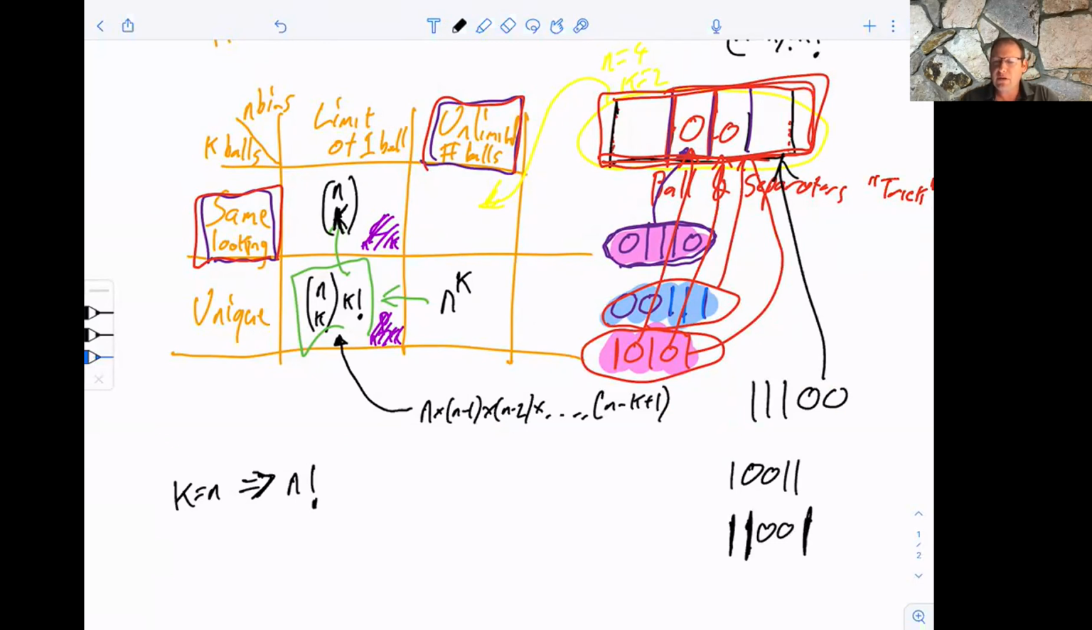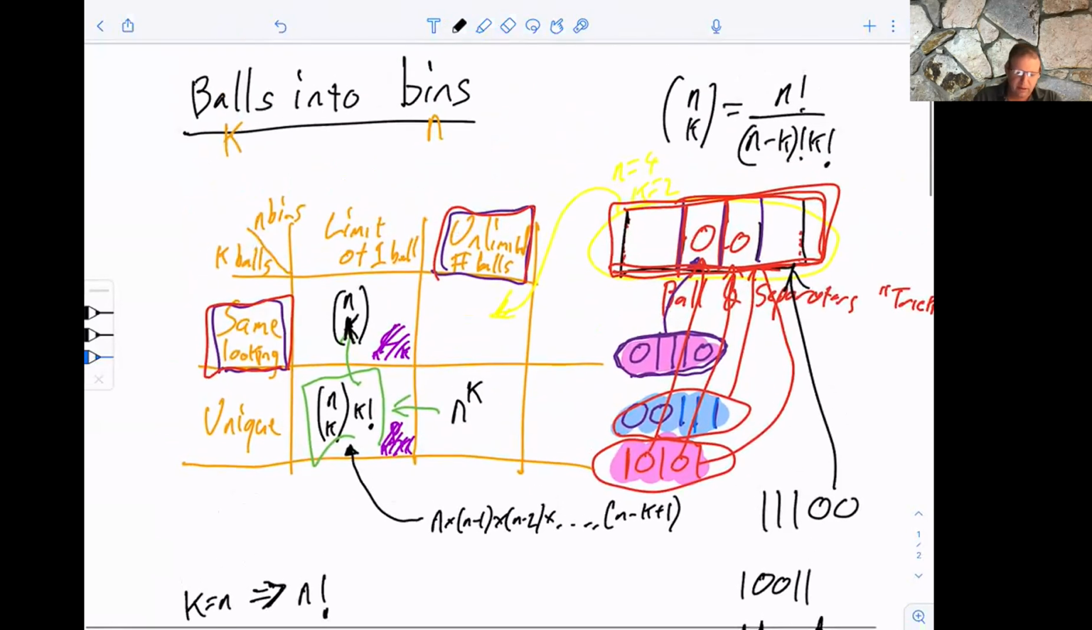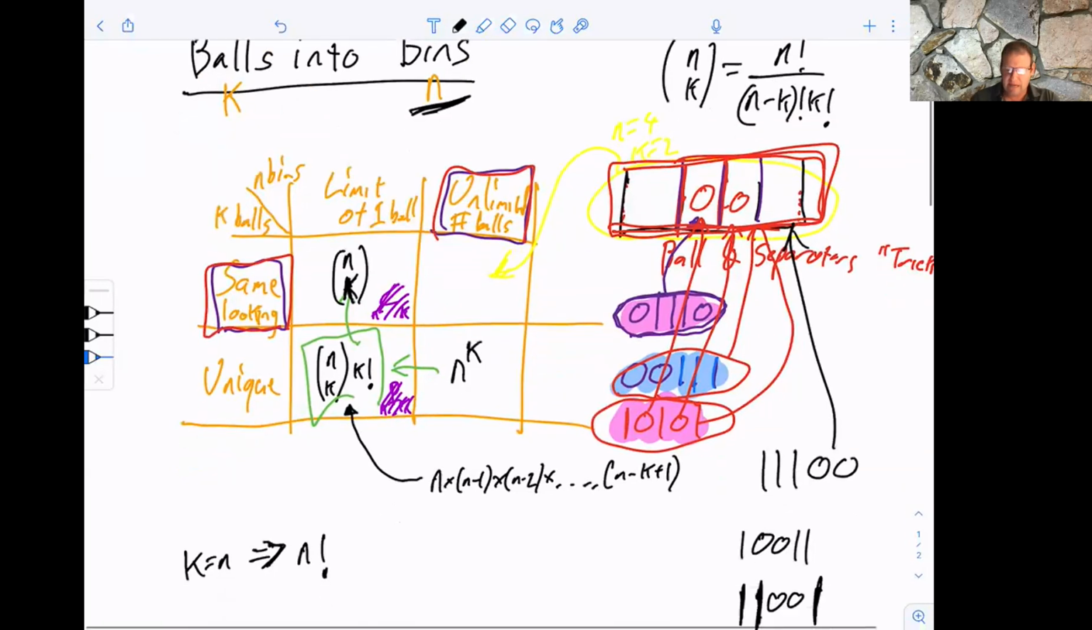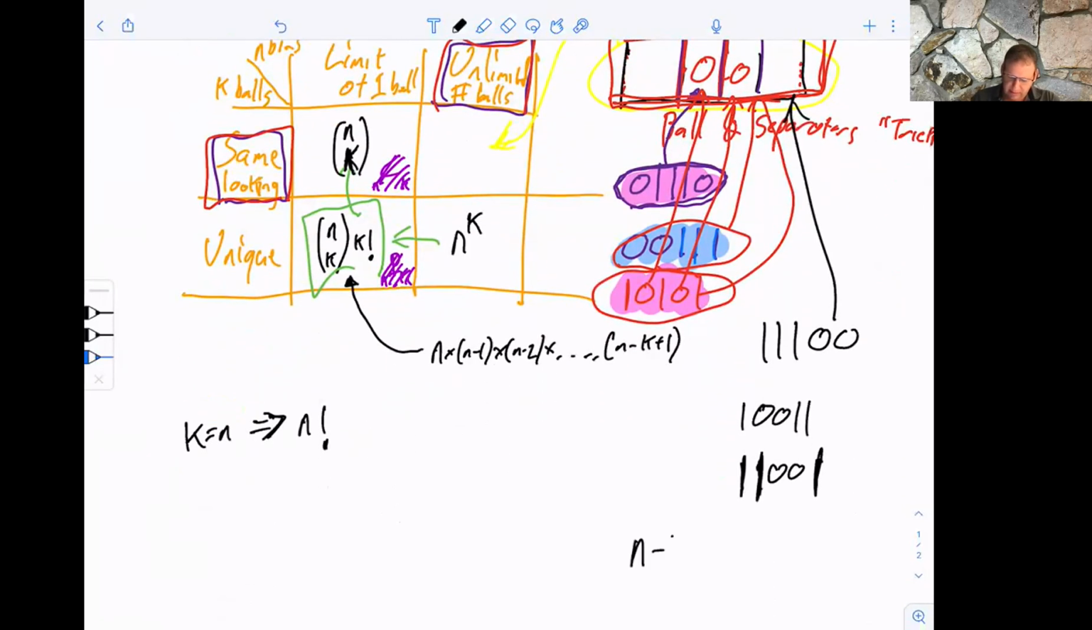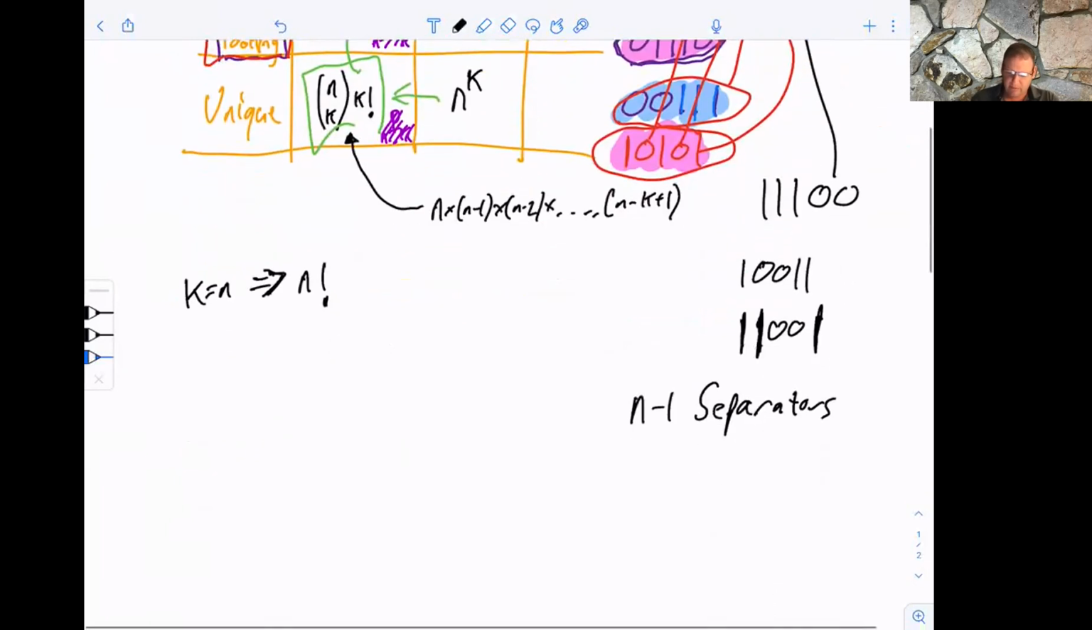That's pretty good. Okay, so how many separators do we have? Three. And if we're speaking with our n bins, how many separators do we have? n minus 1. So what we've got is n minus 1 separators. How many balls do we have? k. We've got k balls.